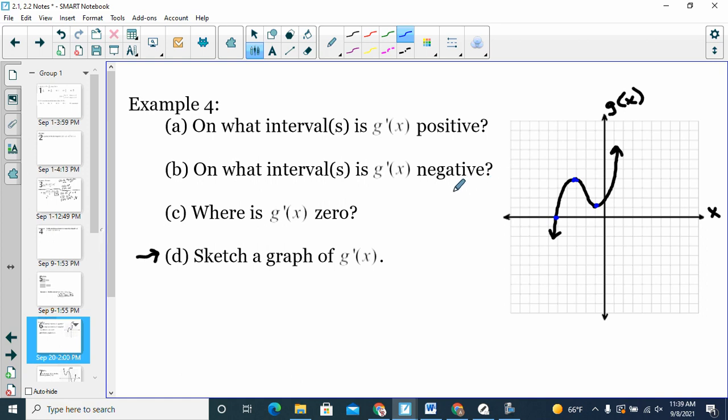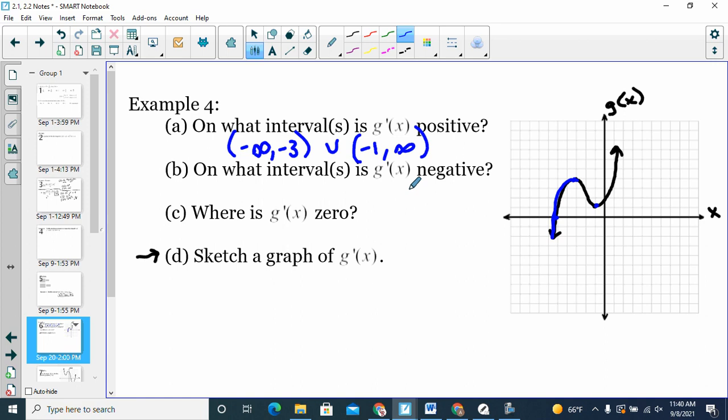Remember, derivative is the same thing as slope. So in part A, it's asking on what interval or intervals is the slope positive. So slope is positive starting at negative infinity until this x value right here, which is negative 3. Our slope is positive from negative infinity to negative 3. Now my slope is negative until negative 1. From negative 1 to infinity, my slope is positive as well.